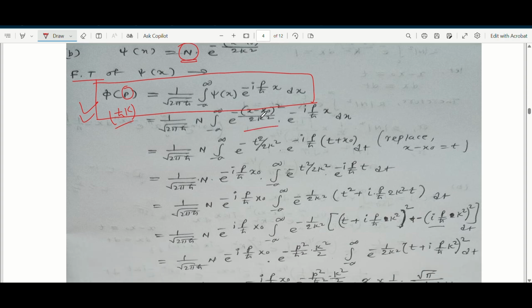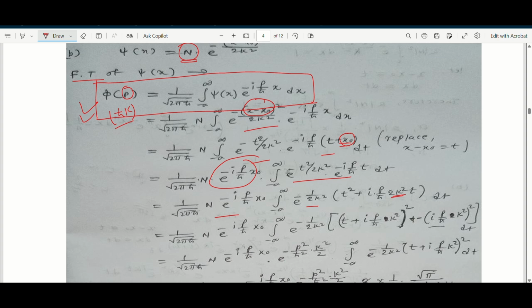After substituting, again we take x minus x₀ as t here, and substitute these things. Then combining these two terms, and this is the constant term here, e to the power minus i p by ħ into x₀. This is a constant term, x₀ is constant, so we can take it out from the integration. Now after that, the integral from minus infinity to plus infinity, if we common out 1 by k² here, that's why we multiply 2k² with the p by ħ term.